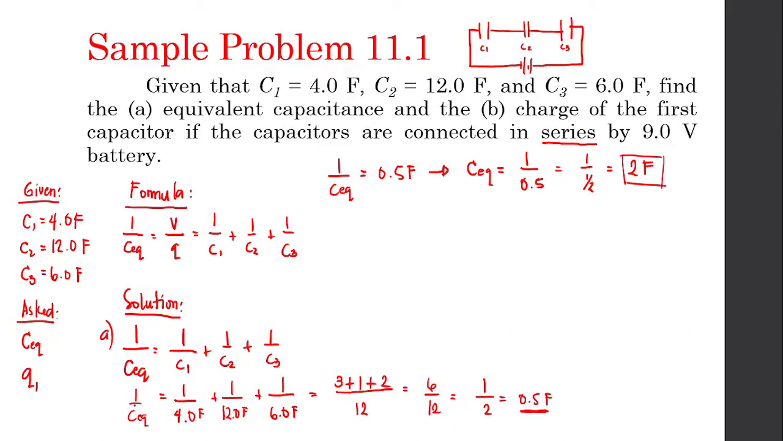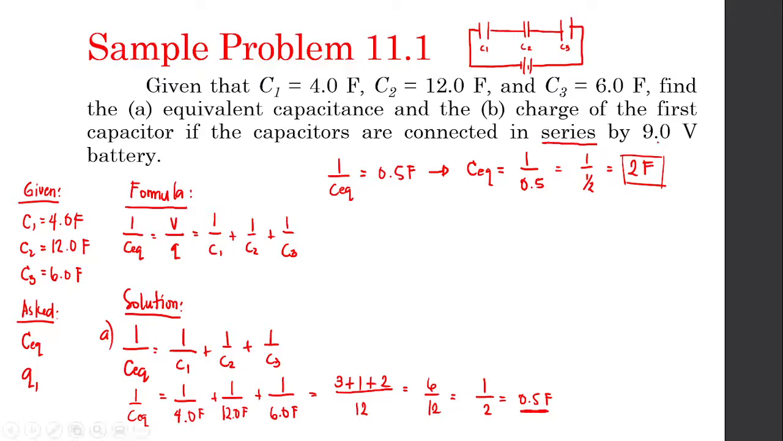This is equal to 1 over equivalent capacitance, 1 over CEQ. You have to solve for CEQ. In order for you to do that, you basically have to multiply both sides by CEQ and divide both sides by whatever your value is here, and that's how you will get your CEQ. So the equivalent capacitance for this series is 2 farad.